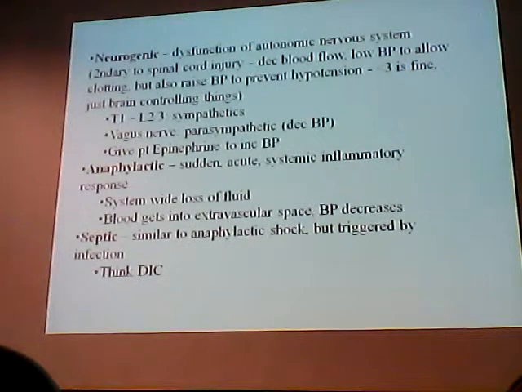It could be neurogenic, so because of the autonomic nervous system, you're not getting the proper signals out to the heart to say you need to pump this much blood. It could be because of, let's say, a spinal cord injury that causes decreased blood flow in the system and lower blood pressure.